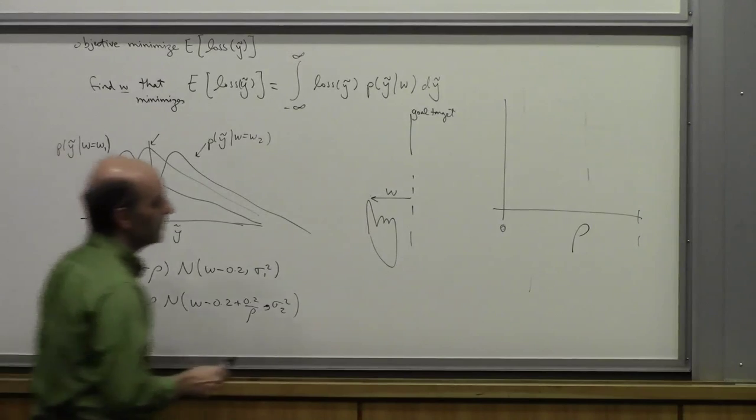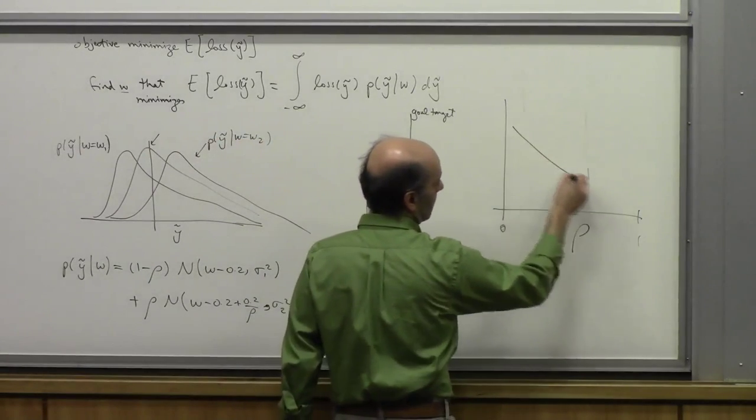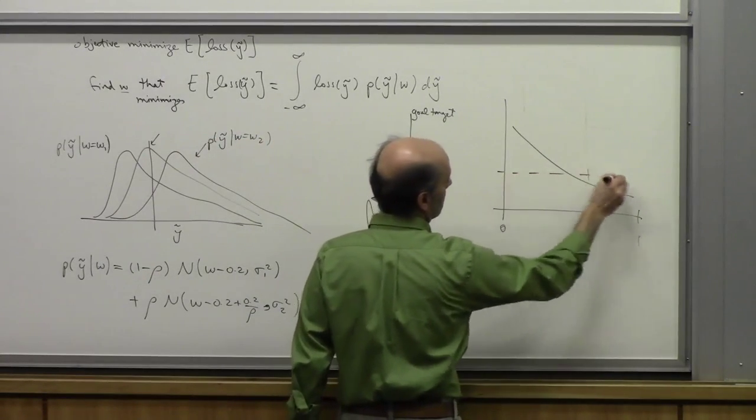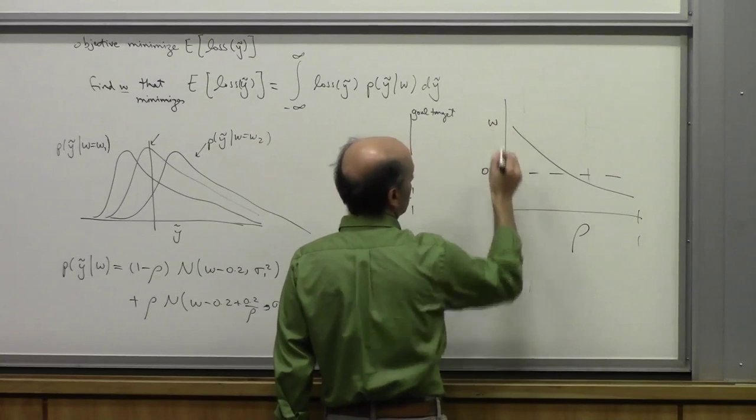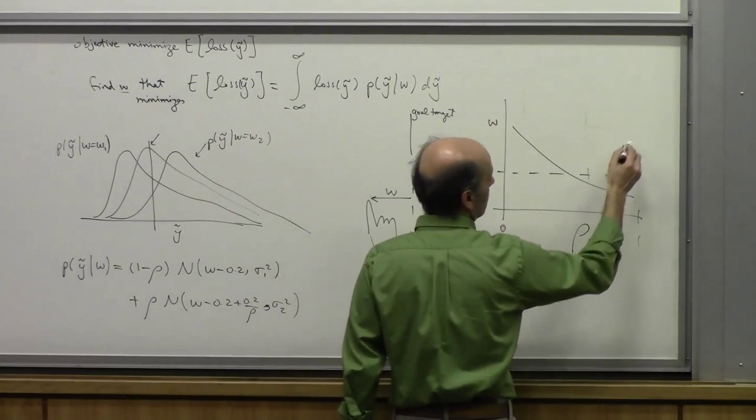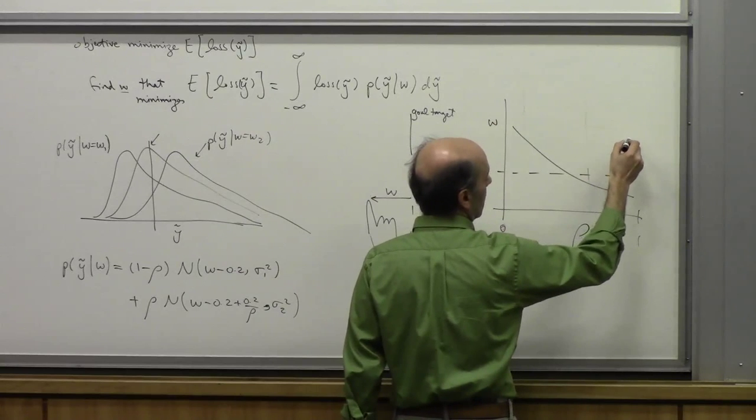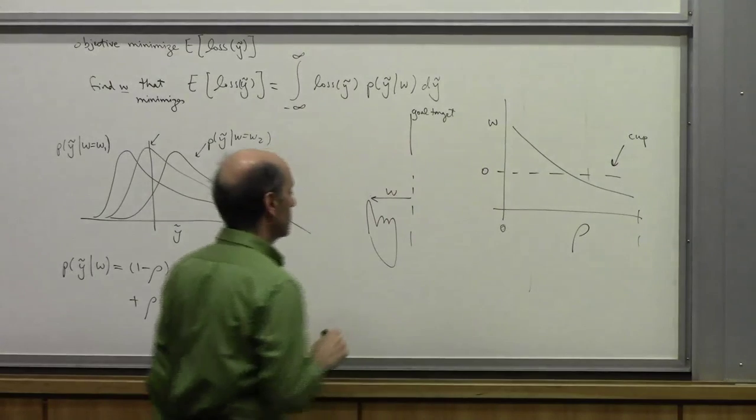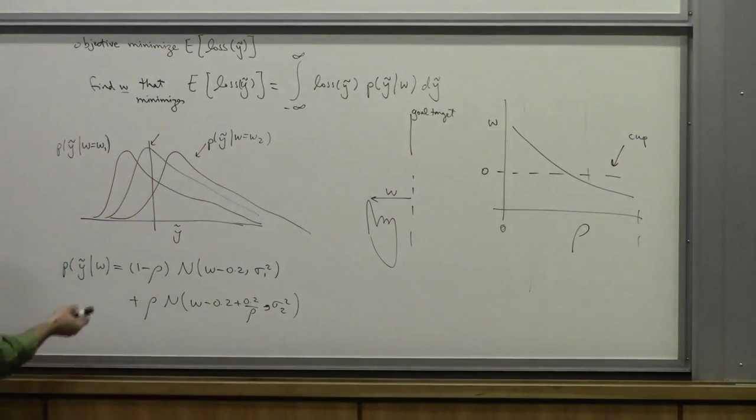What I will find is that I will get some function w that looks like this. This is for the w for the cup that I want to maximize. So what I would do is basically solve this equation by finding what is the w that makes it so that the probability of y tilde equal to zero is maximized. And it would depend on rho, and I could plot that function.